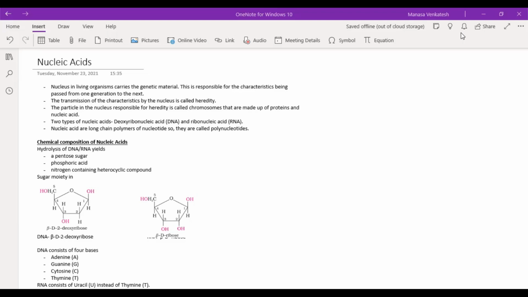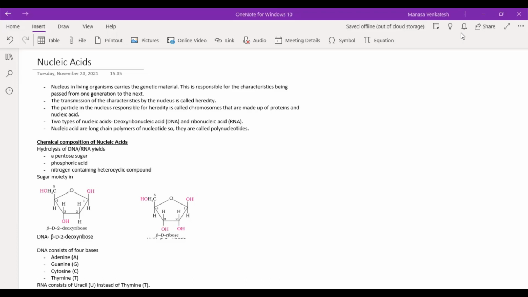In the nucleus, the reason it's passed down is through molecules called chromosomes. These chromosomes are made up of two things, proteins and nucleic acids. There are two main types of nucleic acids, deoxyribonucleic acid and ribonucleic acid. Nucleic acid consists of polymers of nucleotides, and they're called polynucleotides. We'll learn about what nucleotides are one second.